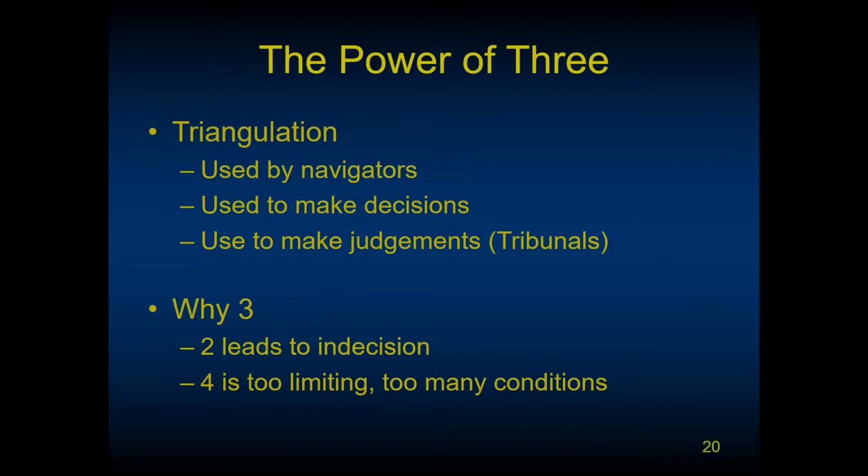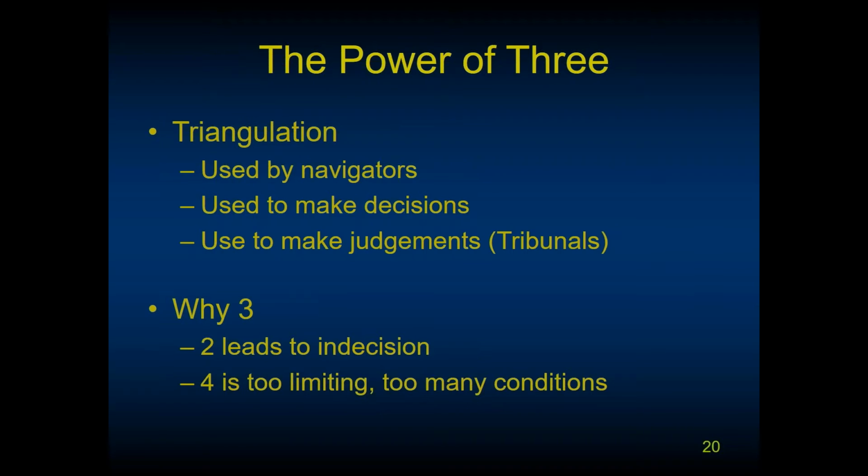And the reason 3 works is that if you have 2, you don't get a decision. You have one taking one side, one taking the other. And if you have 4 or 5 or 6, you have too many conditions and you very rarely get agreement. But with 3, it sort of forces an agreement. You're either going to have 2 yay, 1 nay, or 3 yay, or 3 against. But the decision will be clear and it will be corroborated by multiple inputs.